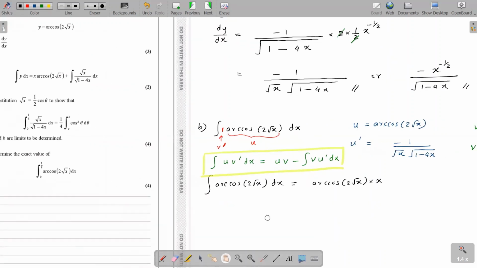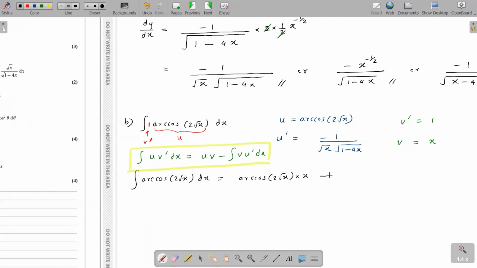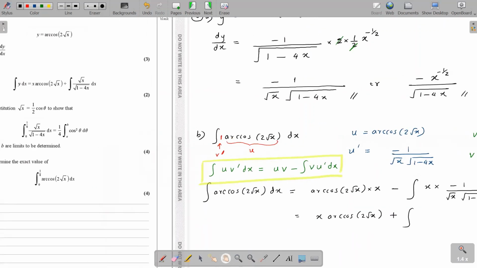arccos 2 root x times x, that's uv, minus the integral of v, which is x, times u dash, which is minus 1 over root x times root 1 minus 4x. Do you agree with me? So when I rearrange, I get x times arccos 2 root x, and the minus sign comes out, so it becomes plus the integral. Now you can see the integration sign is there in the show that. Can you see I'm getting parts of the show that? So how do we get this show that?